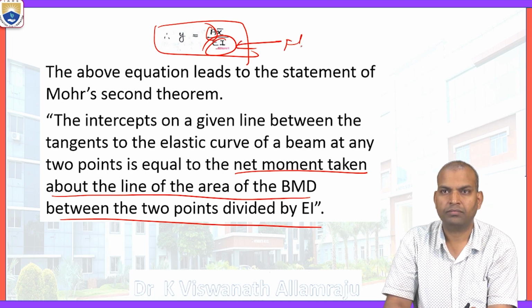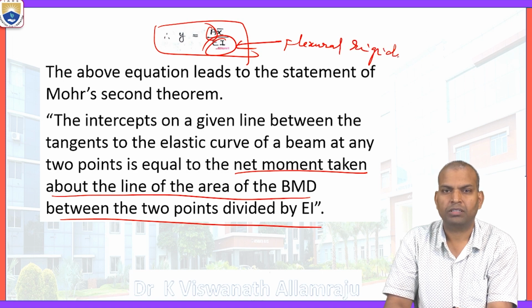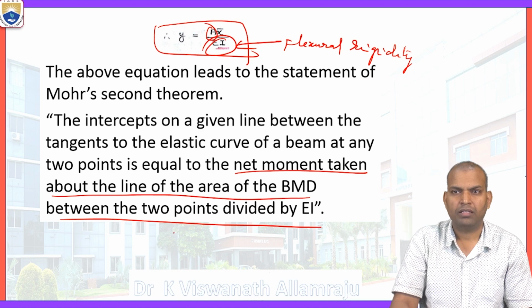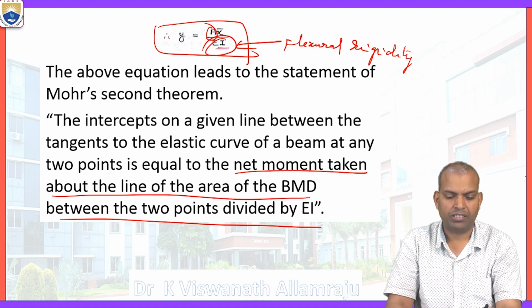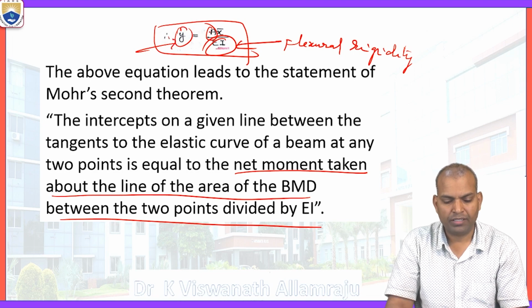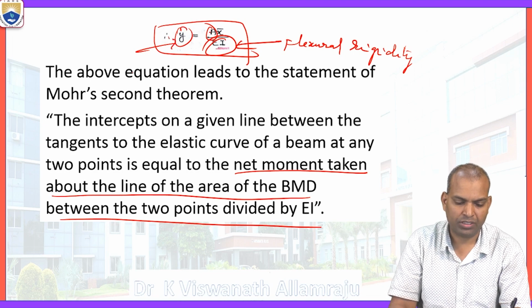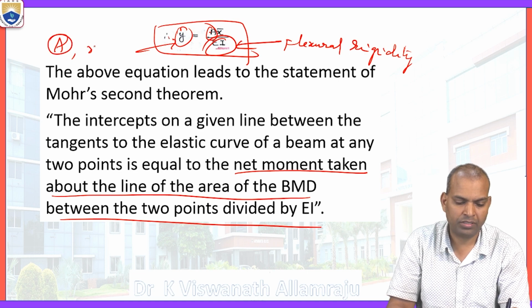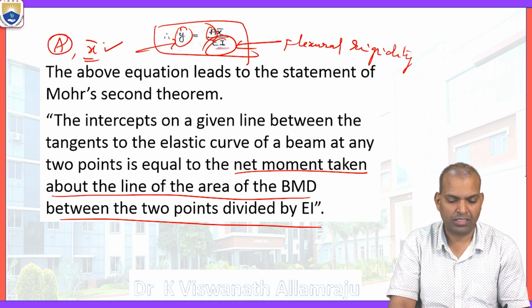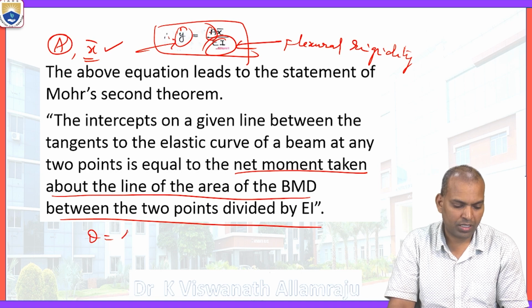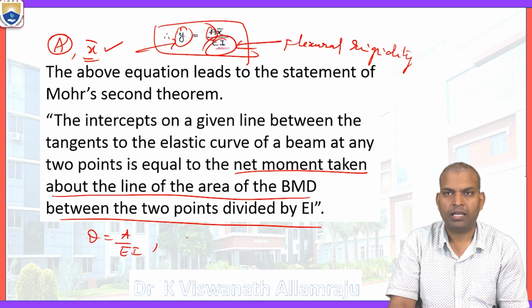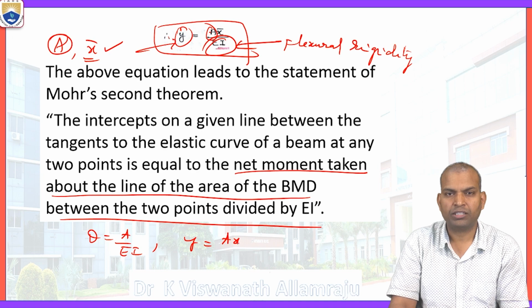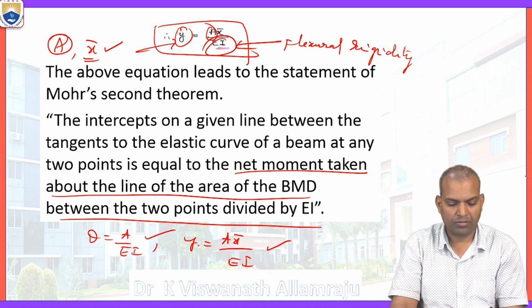EI is known as flexural rigidity. Okay, this is the explanation here. This is the deflection. So 2 parameters are highly required. One is the area of the bending moment diagram, another one is x bar. If you know these, then we can calculate. That is theta equal to A by EI, and another one y equal to A x bar by EI. So these 2 things can be calculated.